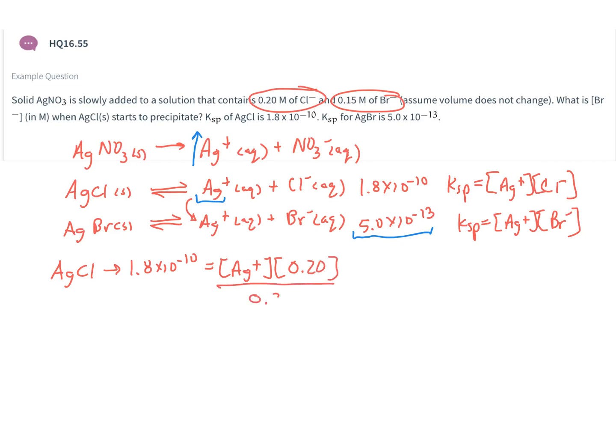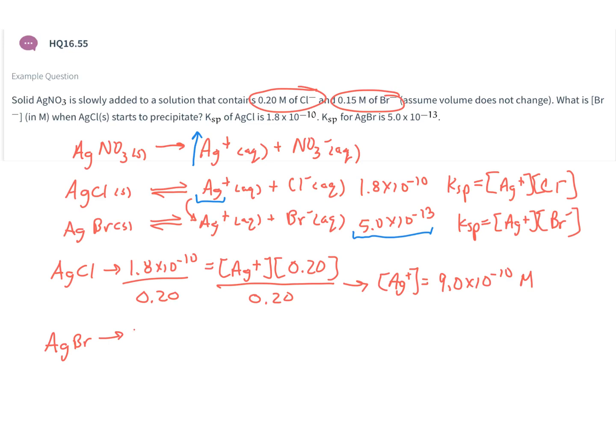I'm going to divide both sides by 0.2 to get a concentration of silver of 9 times 10 to the minus 10. So that's my concentration of silver when the silver chloride starts to precipitate. So now I want to calculate how much bromide would be in solution at that point. Remember, the silver bromide would precipitate first, so the bromide has started to leave solution. How much is left when I reach this concentration?